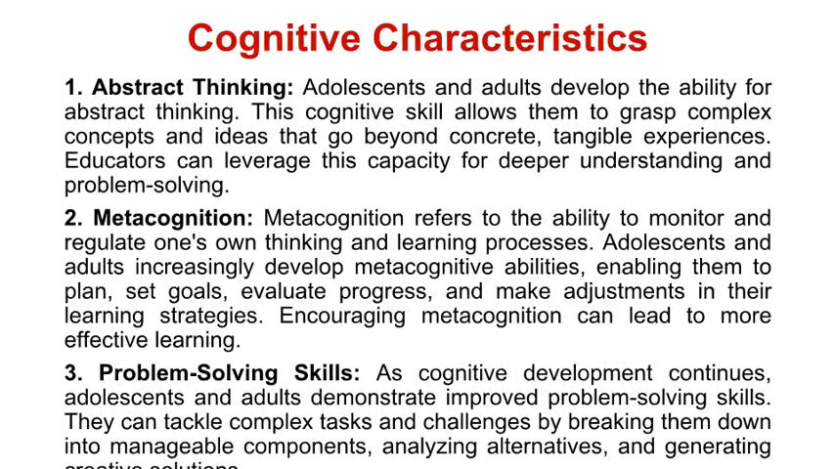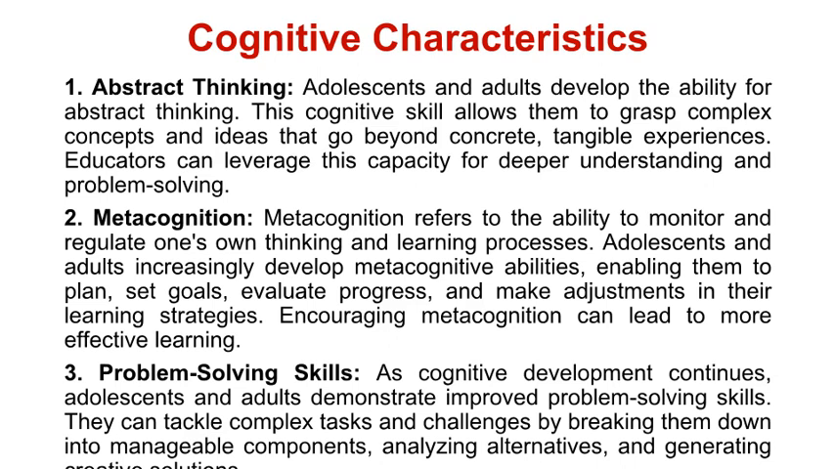Cognitive characteristics of learners. 1. Abstract thinking. Adolescents and adults develop the ability for abstract thinking. This cognitive skill allows them to grasp complex concepts and ideas that go beyond concrete, tangible experiences. Educators can leverage this capacity for deeper understanding and problem solving.